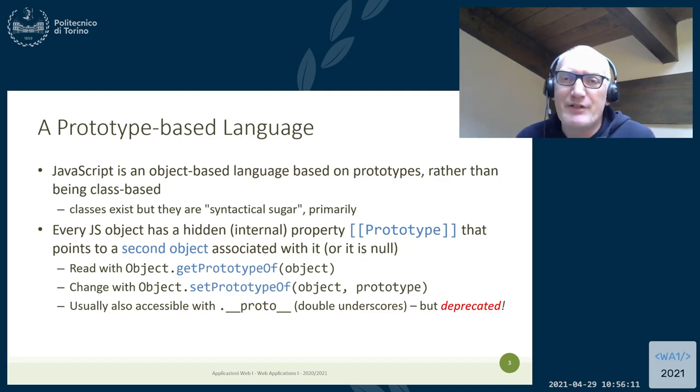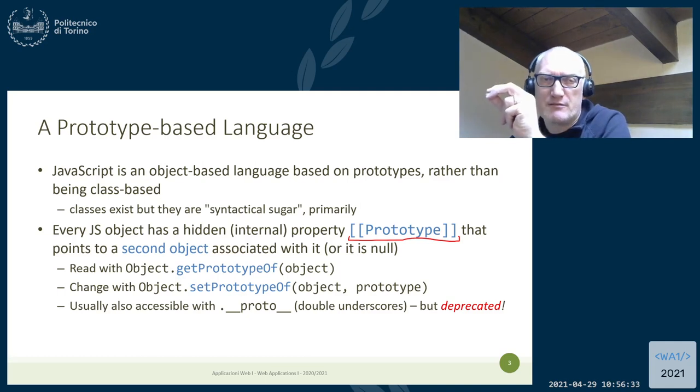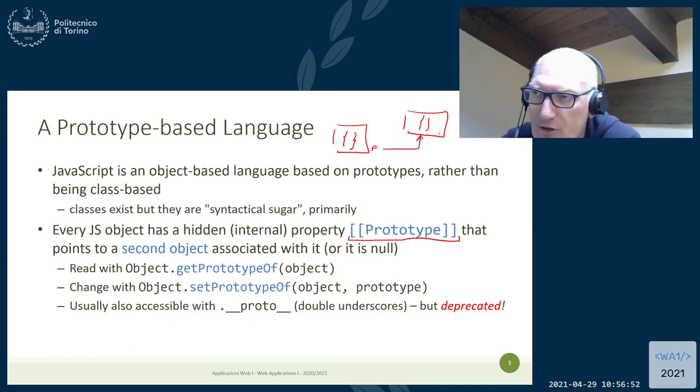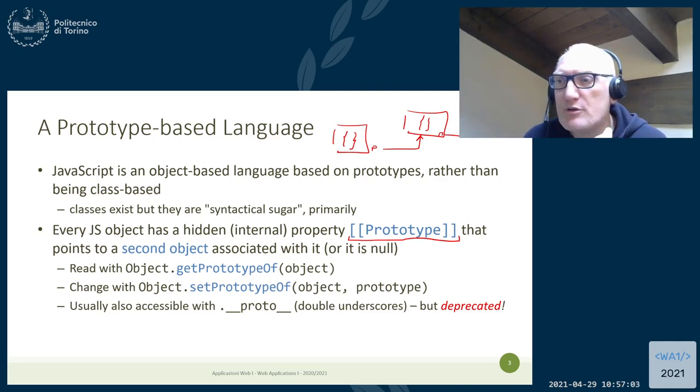The important part is that every object in JavaScript, all objects, also the primitive ones, everything, has a special property, which is called a prototype, which is called with this strange name with square brackets. And an object prototype is a property that points to another object. So we have an object here, with something inside, and it has a prototype property that points to another object. And this other object also has a prototype property that points to another object, and so on. So every object is chained to other objects by means of this prototype property.